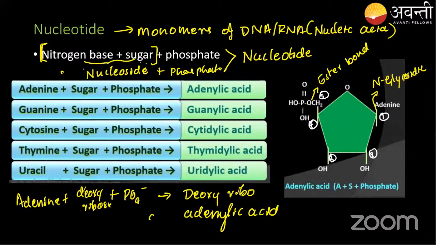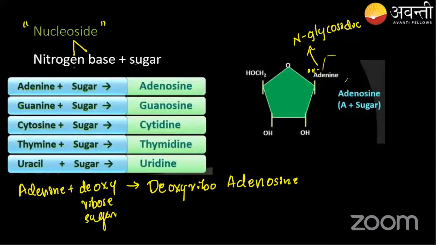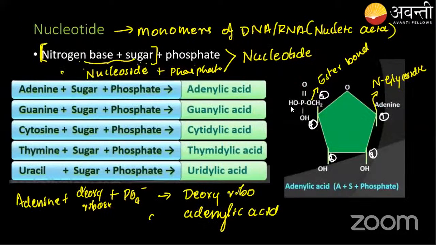So when you add just a nitrogenous base to sugar, that means adenosine or guanosine, what we saw in the last slide, these are the nucleosides. What happens if I add a phosphate group to this fifth carbon atom? This carbon will form an ester bond with the phosphate group, and it will form a nucleotide. So it's a PO4, right? That means it's an acid functional group. So it will become adenylic acid, guanylic acid, cytidylic acid, thymidylic acid, or uridylic acid.